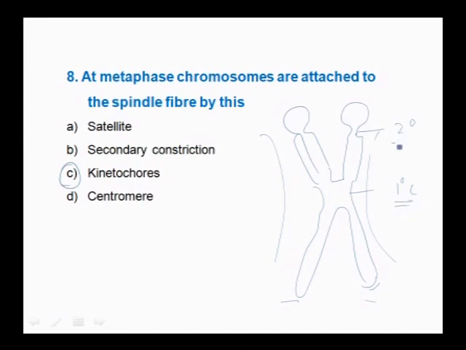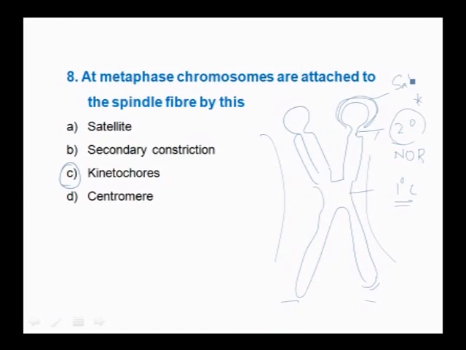And secondary constriction is associated with the formation of the nucleolus. Therefore, they are called the nucleolar organizing region. And please do remember, students, this is a structure not found in all the chromosomes. Few chromosomes have secondary constriction, and in such chromosomes, the part of the chromatids beyond the secondary constriction is referred to as the satellite. So satellite-containing chromosomes are called SAT chromosomes.